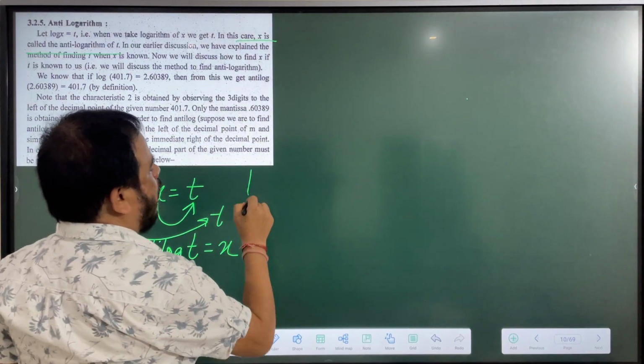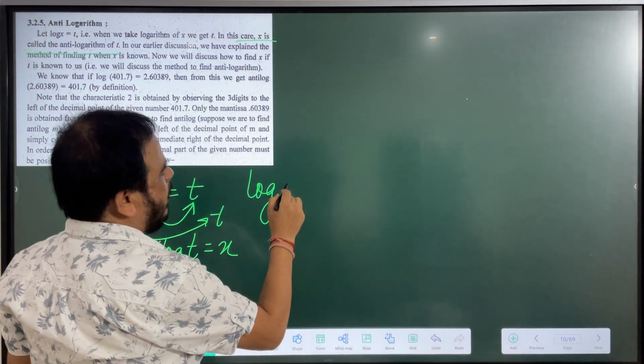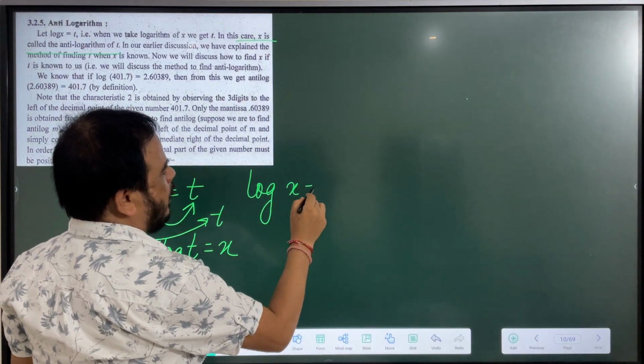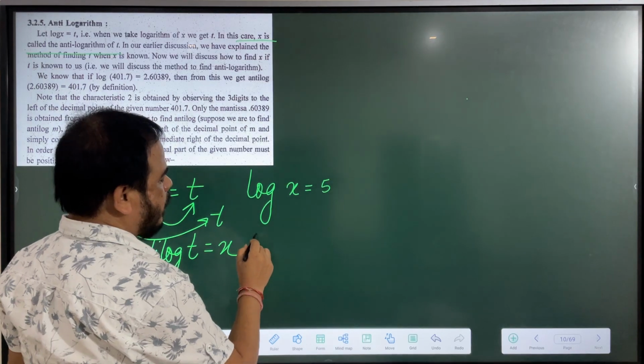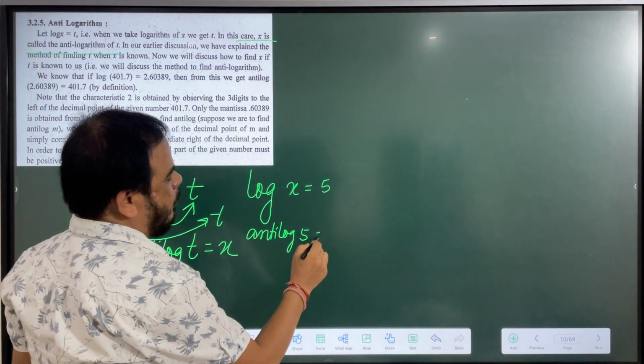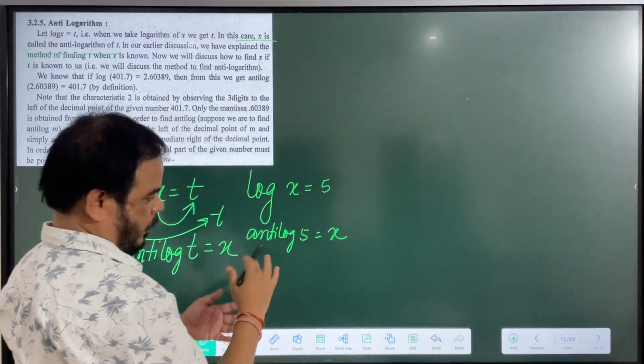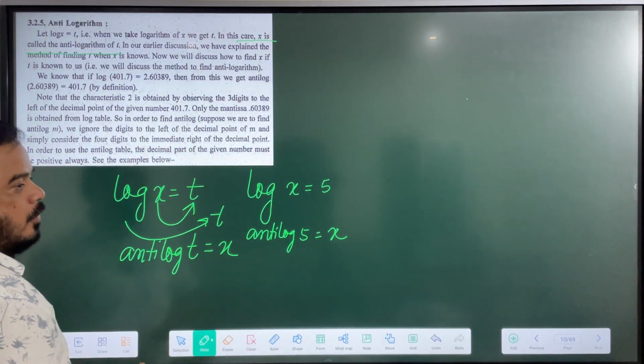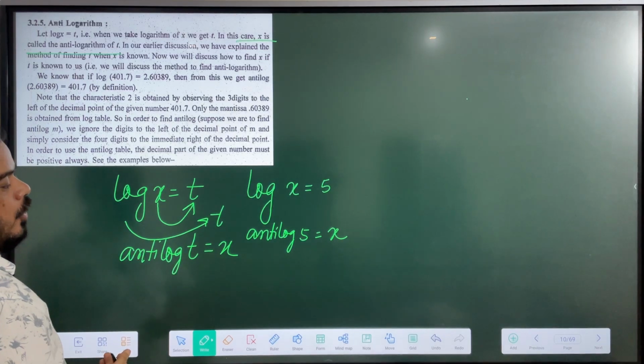One more example. Log x equals 5. So anti-log of 5 is equal to x. Opposite. So it is called anti-log, the opposite of log.